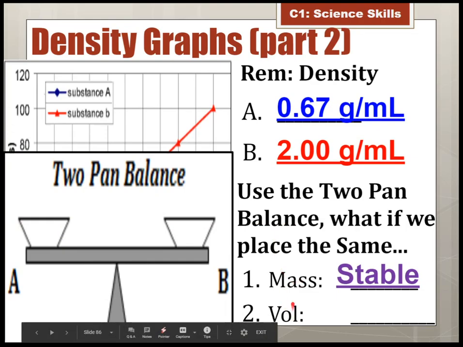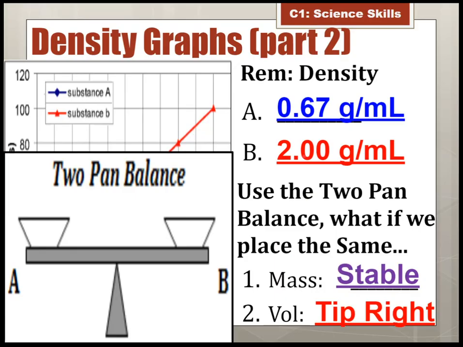If I put the same volume in it, though, it would then tip to the right because B has a much greater density. So the same amount of volume would make it so that the mass of B would be significantly higher than the mass of A. Again, because it's all based on mass.